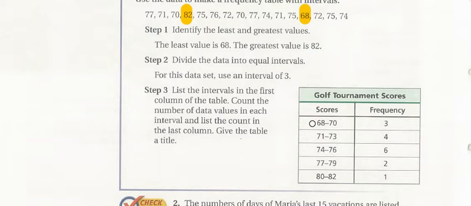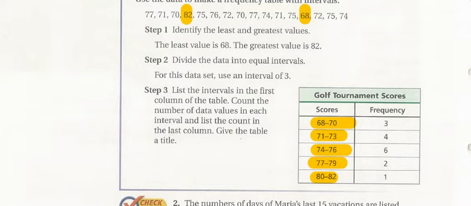So the first one is going to start from 68. So this means 68, 69, 70. How many? 3. So it's from 68 till 70, and this is the first interval. Then I'm going to start from 71. So 71, 72, 73. The second interval is from 71 till 73. Then after 73, I'm going to start with 74. So 74, 75, 76. The third interval is from 74 till 76. Then 77, 78, 79. This is the fourth one. And the last one, I'm going to start with 80. So 80, 81, 82.